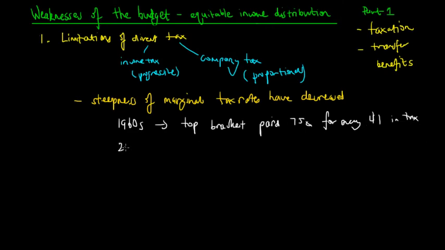So now we look at the 2000s, and the top bracket only has to pay 45 cents for every dollar. So obviously, because those on higher incomes pay a lower rate of tax now than they did before, we can see that they would therefore have a greater disposable income than before, and so would greatly increase inequity. So that's the first reason why there are limitations to direct tax, because of these decreases in marginal tax rates, I should say. And secondly, again, we're going to look at company tax rates have decreased.